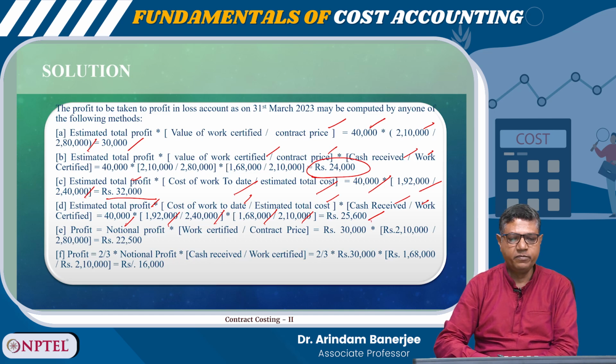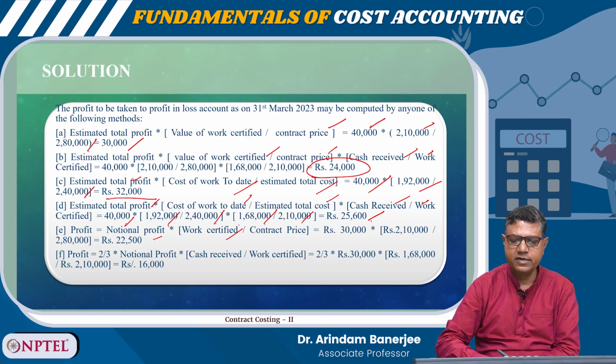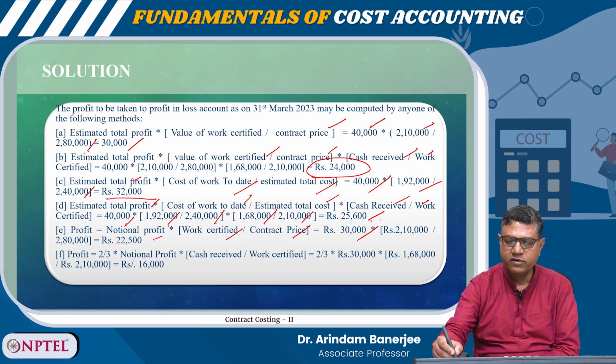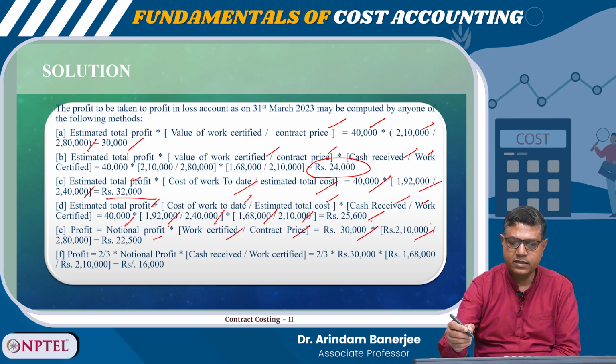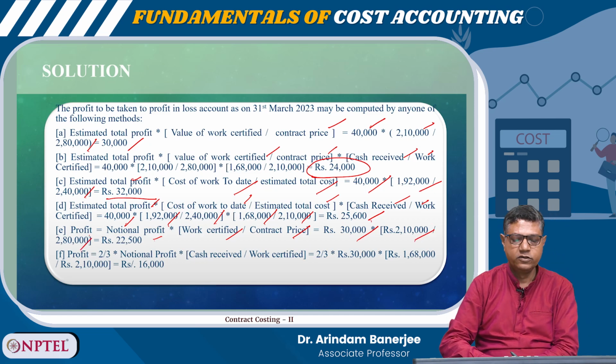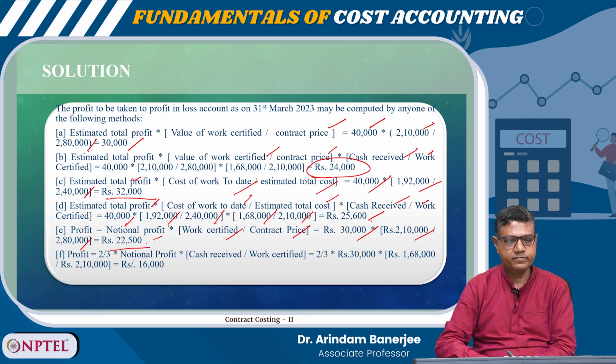There is a fifth method under which it can be calculated by using this formula. Profit is equal to notional profit into work certified divided by contract price. So, notional profit is 30,000 into work certified 2,10,000 divided by contract price 2,80,000. If I calculate, I will get rupees 22,500.